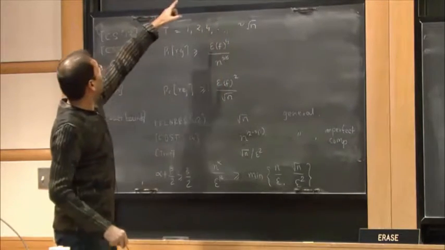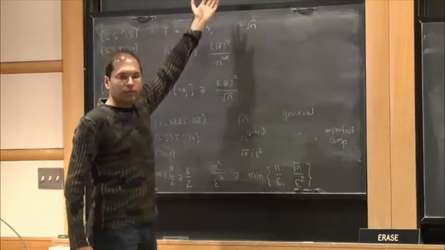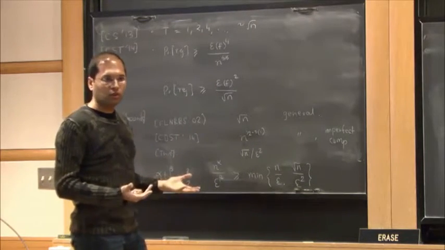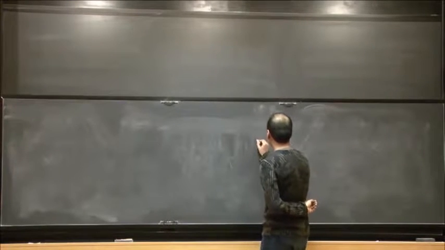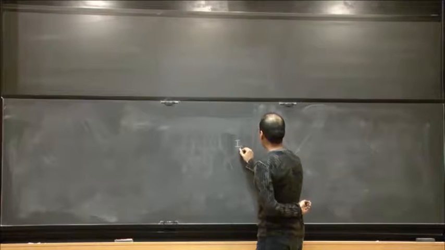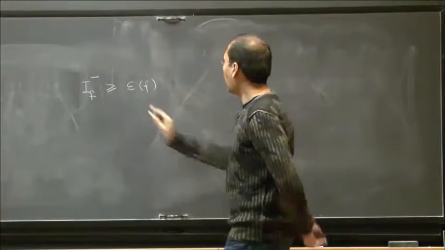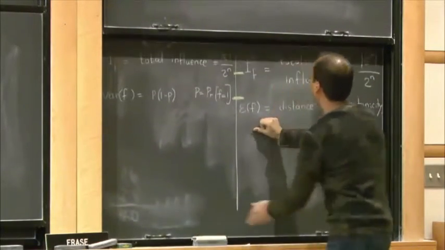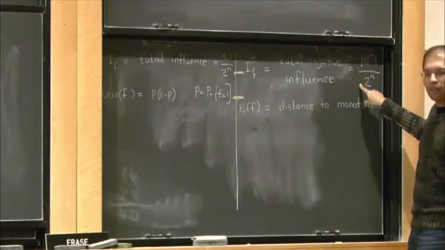And the fact that the rejection probability is epsilon of f over n is just saying that if the distance to monotonicity is epsilon of f, then there must be lots of violating edges. Okay, that's all there is. So their result is just an inequality, right? So this is the Goldreich et al. inequality. Let me write it down. I_f minus is at least epsilon of f. Where I_f minus is going to denote the so-called total negative influence of the function, right? So this is the number of violating edges divided by 2 to the n.